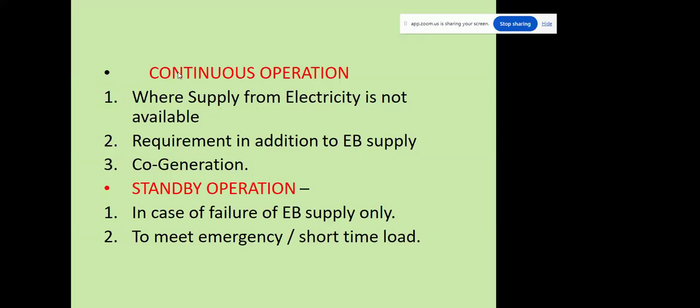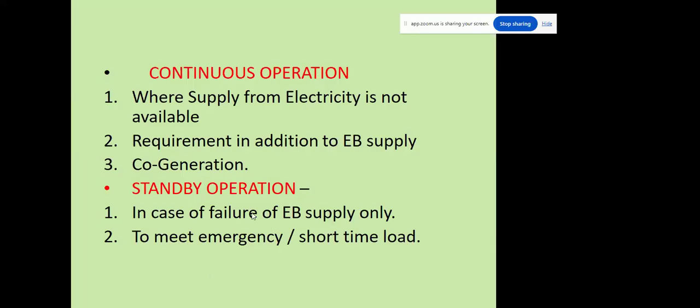Now, for the continuous operation and standby operation, there is a specific difference between them. Continuous operation is where supply from electricity board is not available at all. That is the first thing. Second, requirement in addition to EB supply, if it is not sufficient. And third is the cogeneration. So in this case, only continuous operation is advisable or feasible.